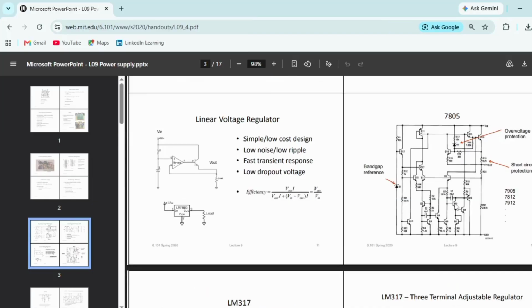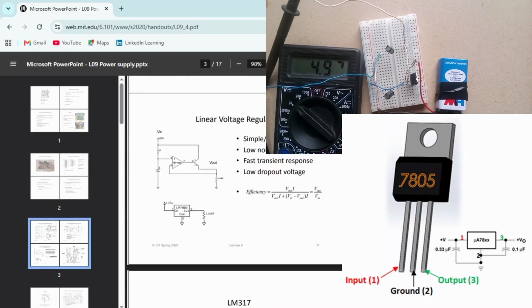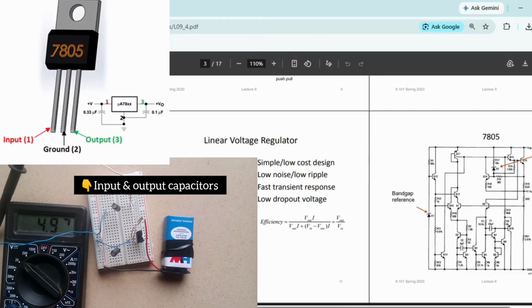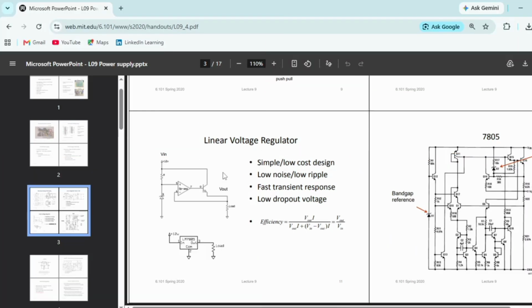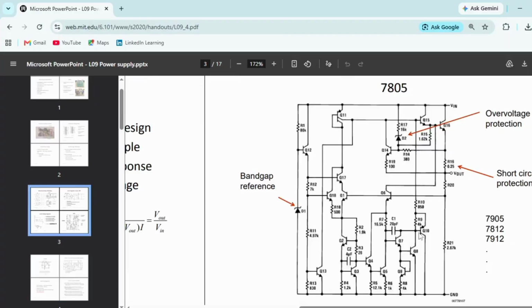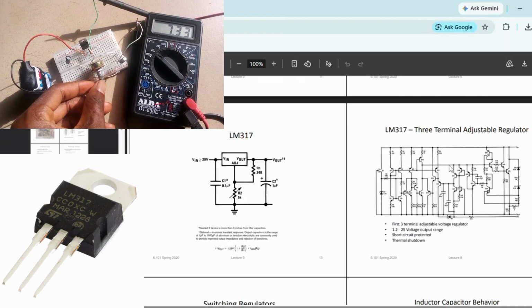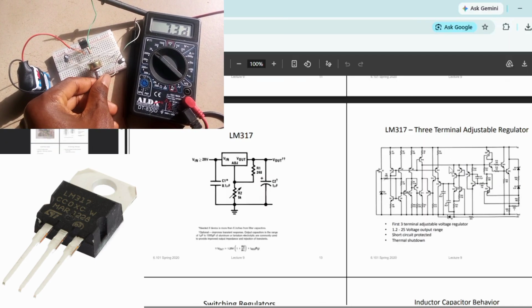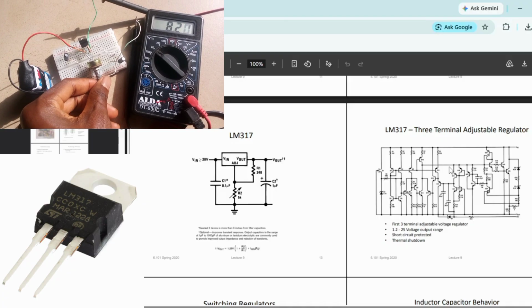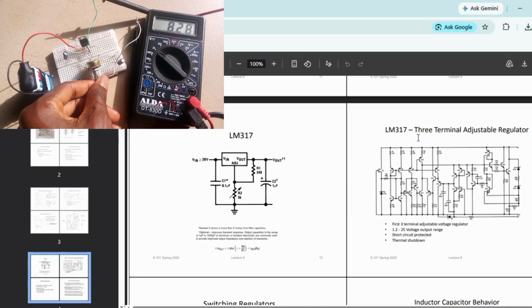3-terminal regulators like the 7805 are classic practical power blocks, but they still need proper input and output capacitors for stability and transient response. Also, 3-terminal regulators like the LM317 are classic practical power blocks, but they still need proper input and output capacitors for stability and transient response.